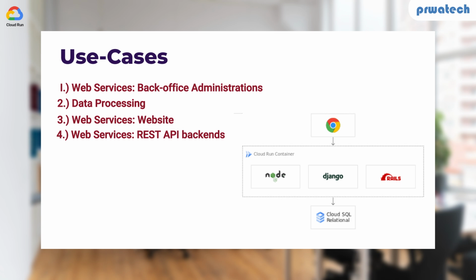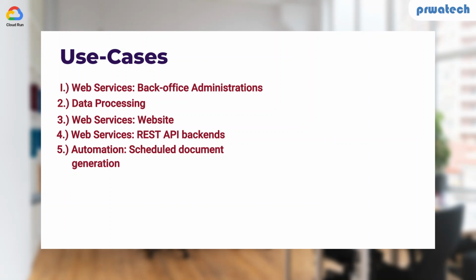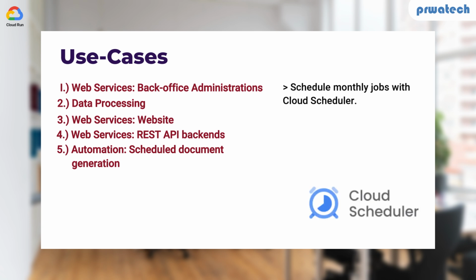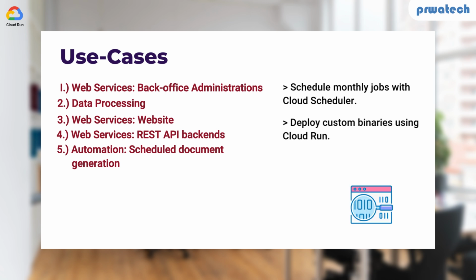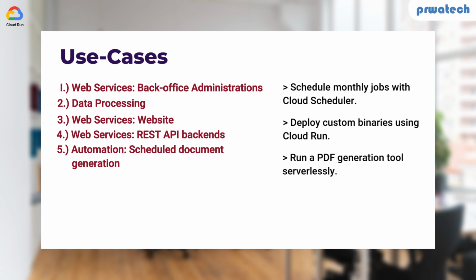For web services, if you are using a RESTful backend API to provide a current view of your application data, or have separate frontend and backend development teams, this tool can be helpful. Another use case is automation, such as scheduled document generation. For example, a monthly job scheduled with Cloud Scheduler can generate invoices using Google Cloud services. If you have containers with custom binaries, you can deploy them on Cloud Run to run a PDF generation tool in a serverless way. So these are the many services you will find in Cloud Run.